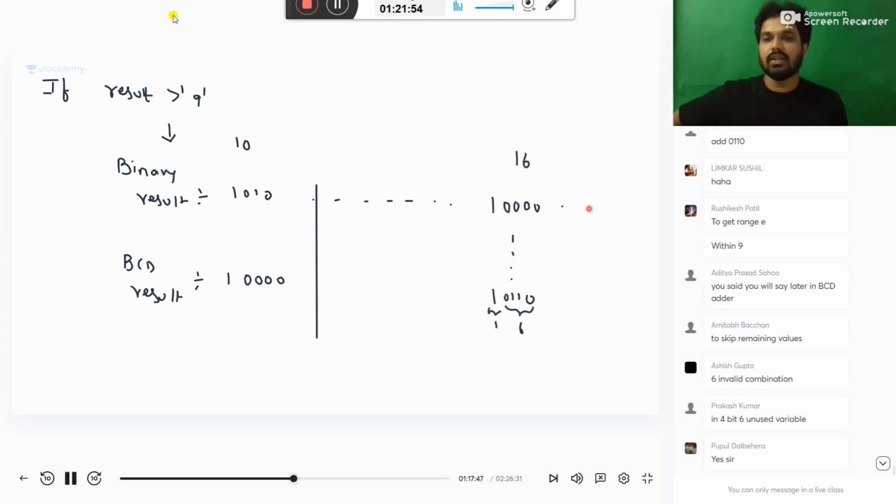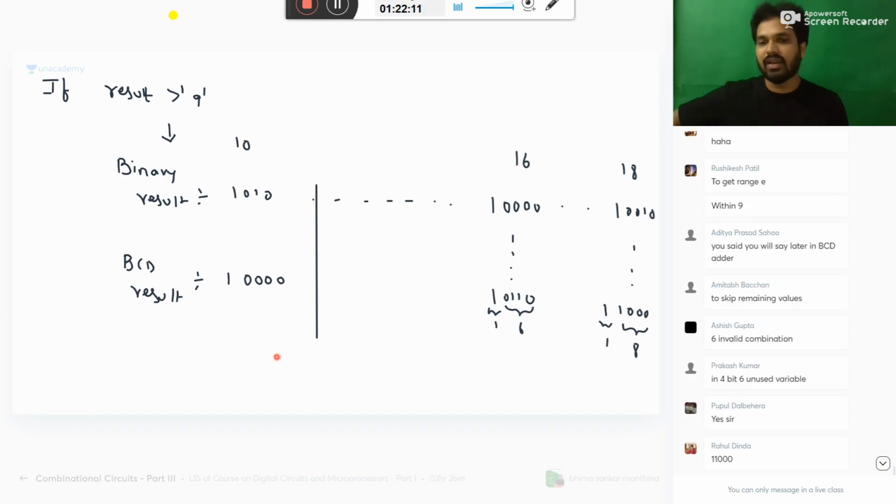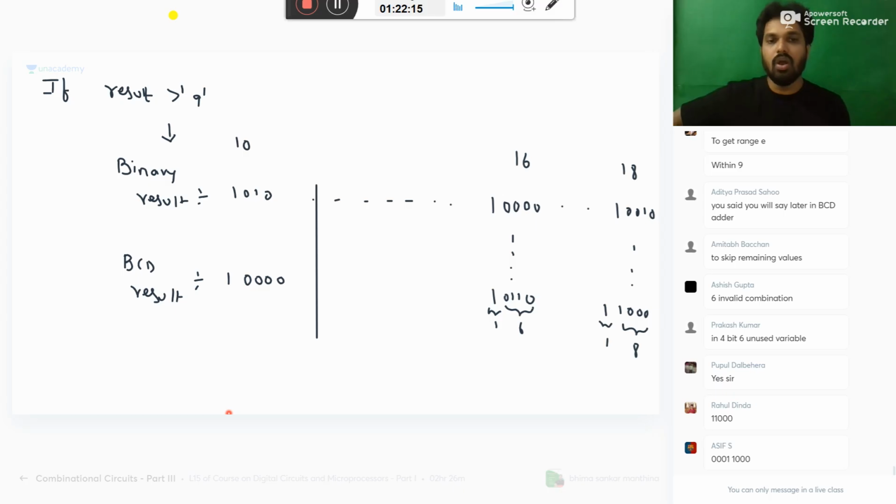Similarly, your result is 18. I am taking all possibilities. If your result is 18, in binary 18 will be like this. But in the BCD, what is 18? 1 separately, 8 separately, you should write. I am giving you logic. We can design directly by blindly saying you should add 6, but that is not the intention. You should know how it is coming, why it is coming. This is 1 and 0. This is BCD representation.